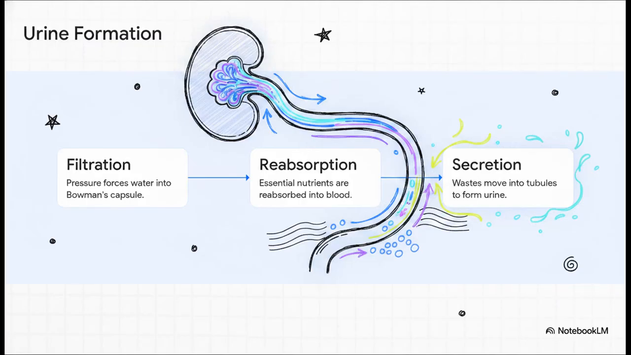So how does it actually function? Picture glowing fluid streams outlining 3 specific steps. Step 1 is glomerular ultrafiltration. Pressure literally forces water and small solutes out of the blood in the glomerulus and straight into the Bowman's capsule.